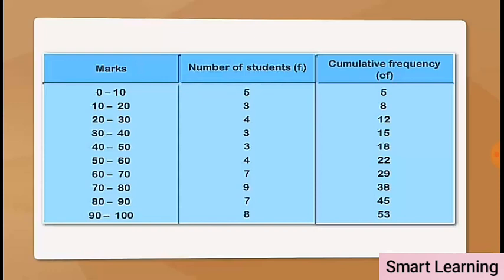In this distribution, n is equal to 53, so n by 2 is 26.5. Now, 60 to 70 is the class whose cumulative frequency 29 is greater than and nearest to n by 2, that is 26.5. Therefore, 60 to 70 is the median class.